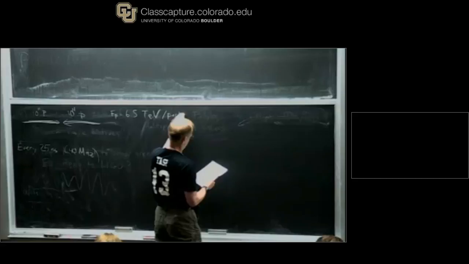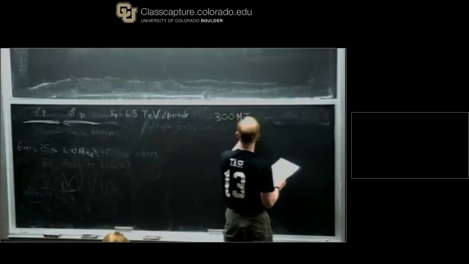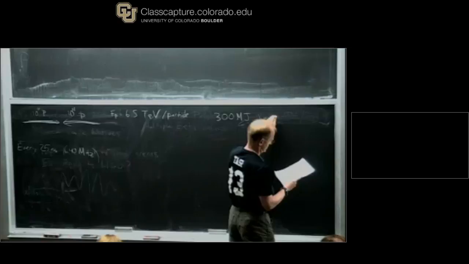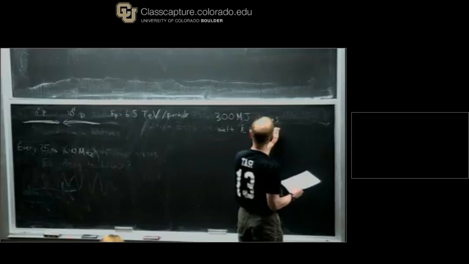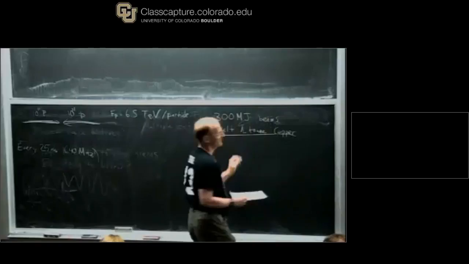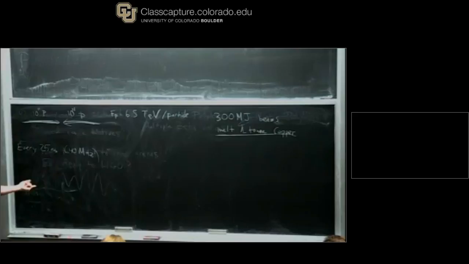So if you multiply those numbers together, you get macroscopic amounts of energy. You get on the order of 300 megajoules stored in the beams. That energy will melt 1 ton of copper. So the bottom line is you have to be very careful where you put this beam. There is only one place that whole beam can go without damaging the machine, and that's down this long abort system. And they have these superconducting magnets operating within a few degrees of absolute zero, which are like this far from the beam. It's just incredible that they can build these things.